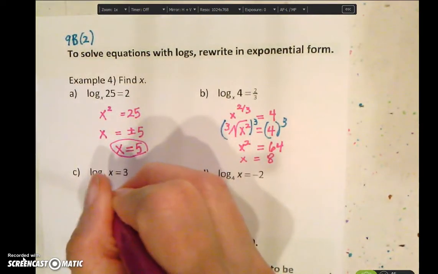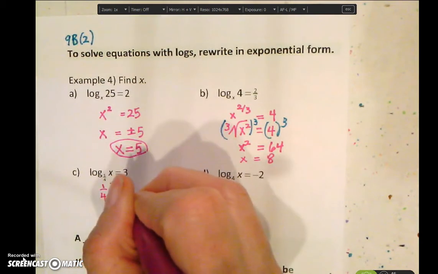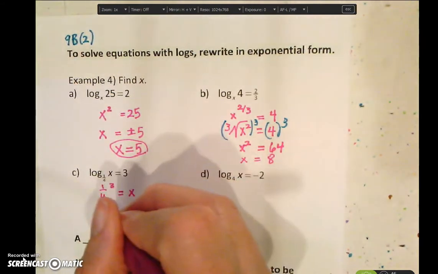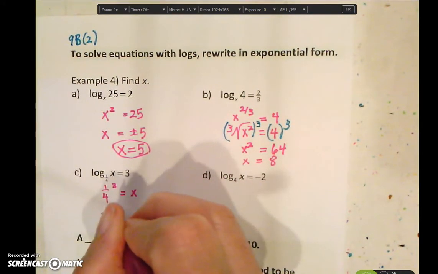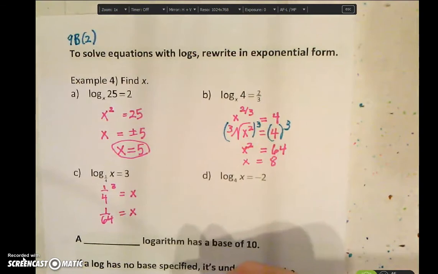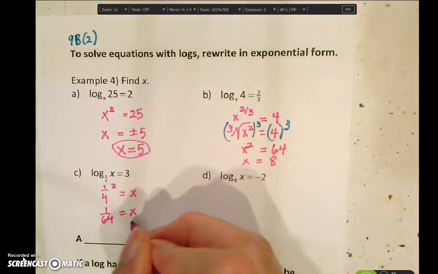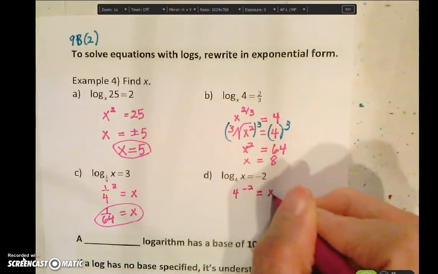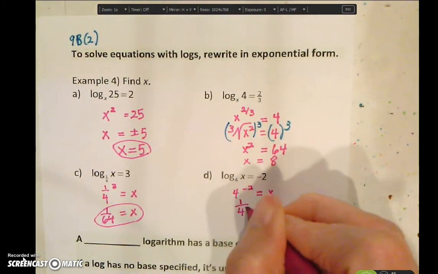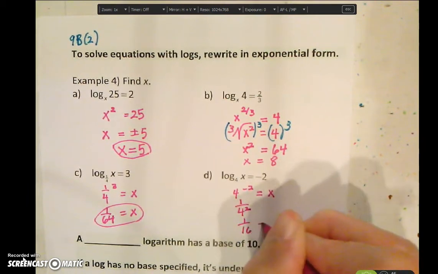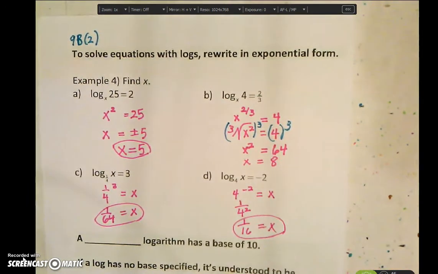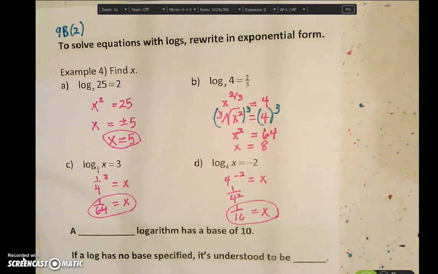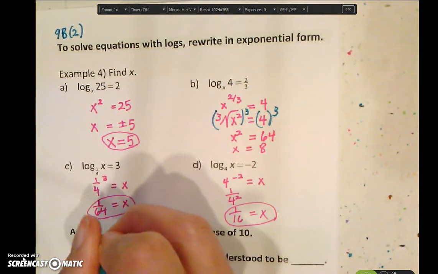Example C, I have 1/4 raised to the 3rd power is equal to x. And so that's just 1/4 times 1/4 times 1/4, which is 1/64, is equal to x. Then D, 4 raised to the -2 is equal to x. So that's 1/4 squared, which is 1/16, is equal to x.